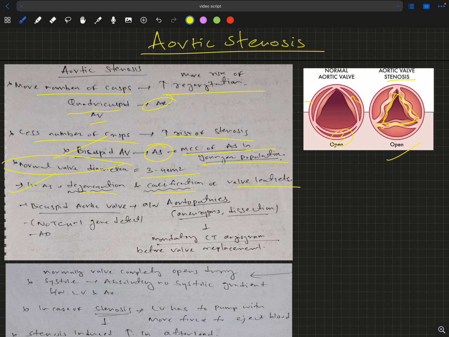Bicuspid aortic valve is also associated with aortopathies. So if you find a case of bicuspid aortic valve, also screen them for aneurysms and dissections. A CT angiogram is mandatory before valve replacement, so we have to rule out other aortopathies. And bicuspid aortic valve is associated with Notch1 gene defect, and it is autosomal dominant inheritance.